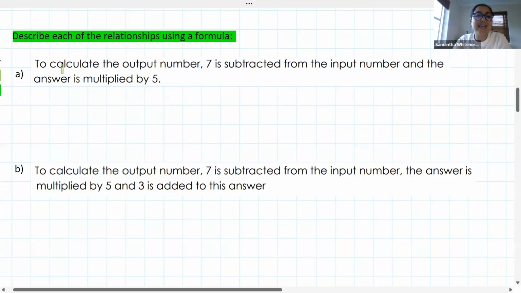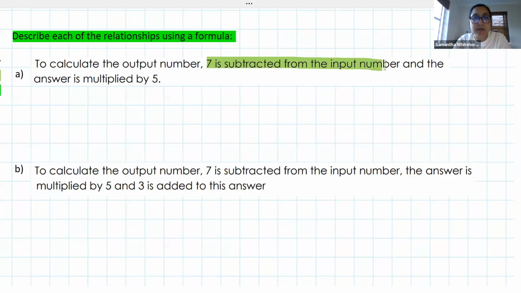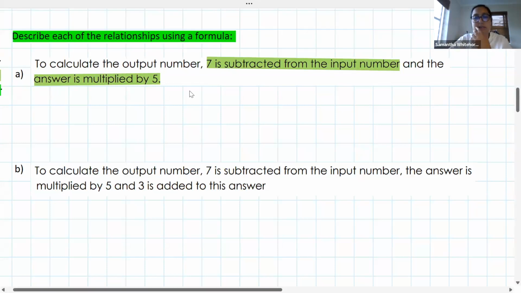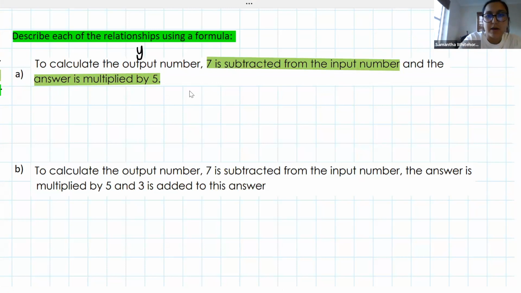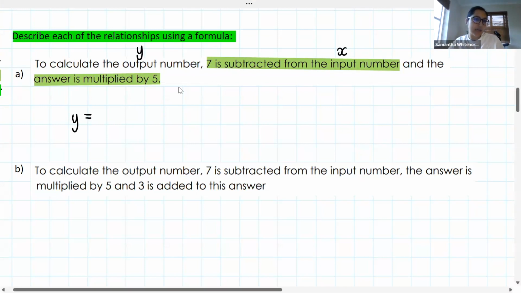To calculate the output number, 7 is subtracted from the input number, and the answer is multiplied by 5. Right, so let's see if we can get an equation. So you guys are going to try by yourself. Put it on the chat for me. Remember that your output number is represented by y, your input number by x, and we write it in terms of our rule, y equals blah, blah, blah. So let's see if we can get a rule for this. Remember, you can use brackets to indicate the order of work.